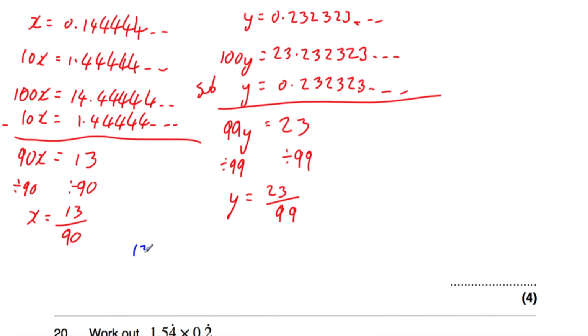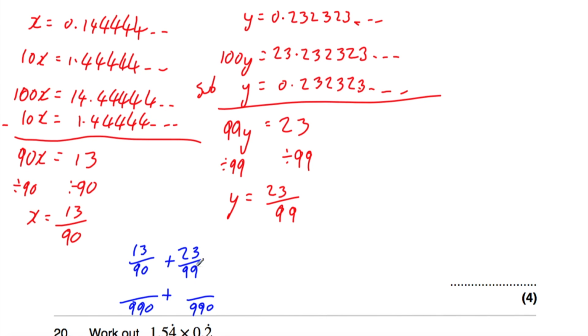So let's do that. So we've got 13/90ths plus 23/99ths. So in terms of a common denominator, I'm thinking 990. The reason I'm thinking 990 would be we could times 90 by 11 to get 990, and we could times 99 by 10 to get 990. Now there may be other common denominators you could use, but that's the one that I'm thinking of here. So I'm thinking 990 and 990.